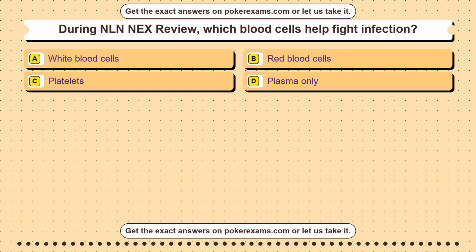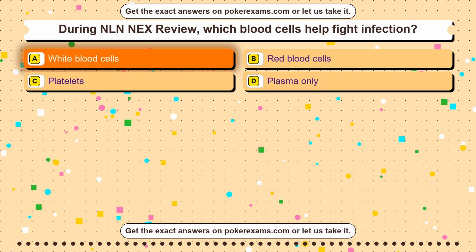Question 21. During the GED reading practice test, which unit measures volume? Option A: liter. Option B: meter. Option C: gram. Option D: degree. The correct answer is option A.